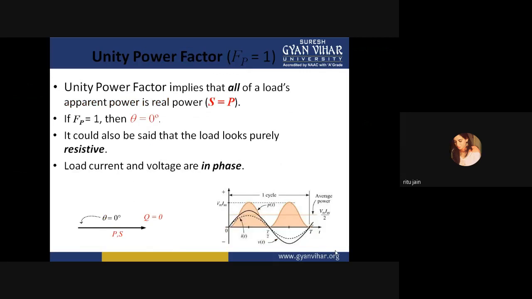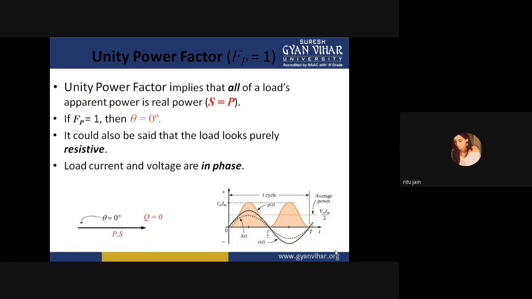So what is your unity power factor? Fp is equal to 1. Unity power factor implies that all of our loads operate on a single power. If Fp is equal to 1, then theta is equal to 0 degrees. It could also be said that the load looks purely resistive.